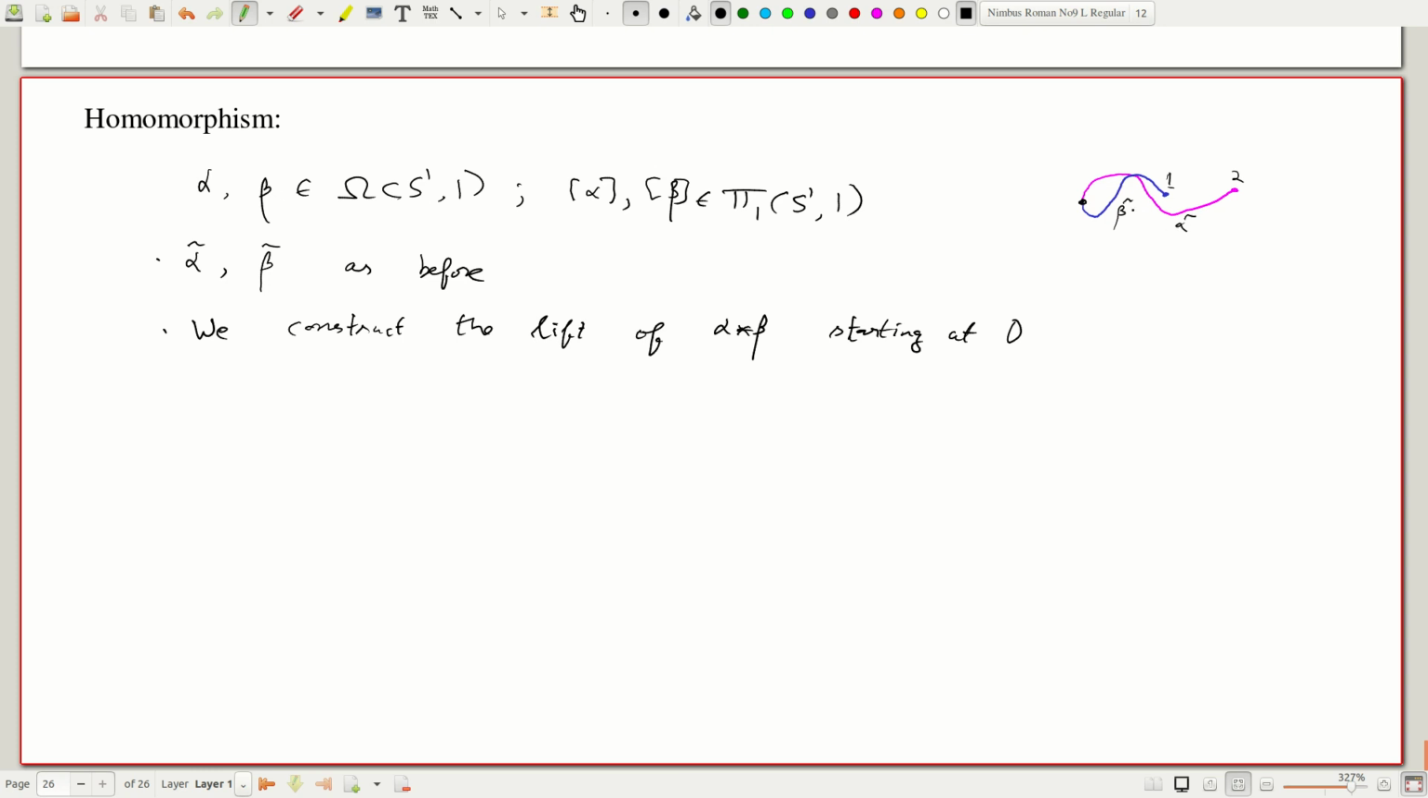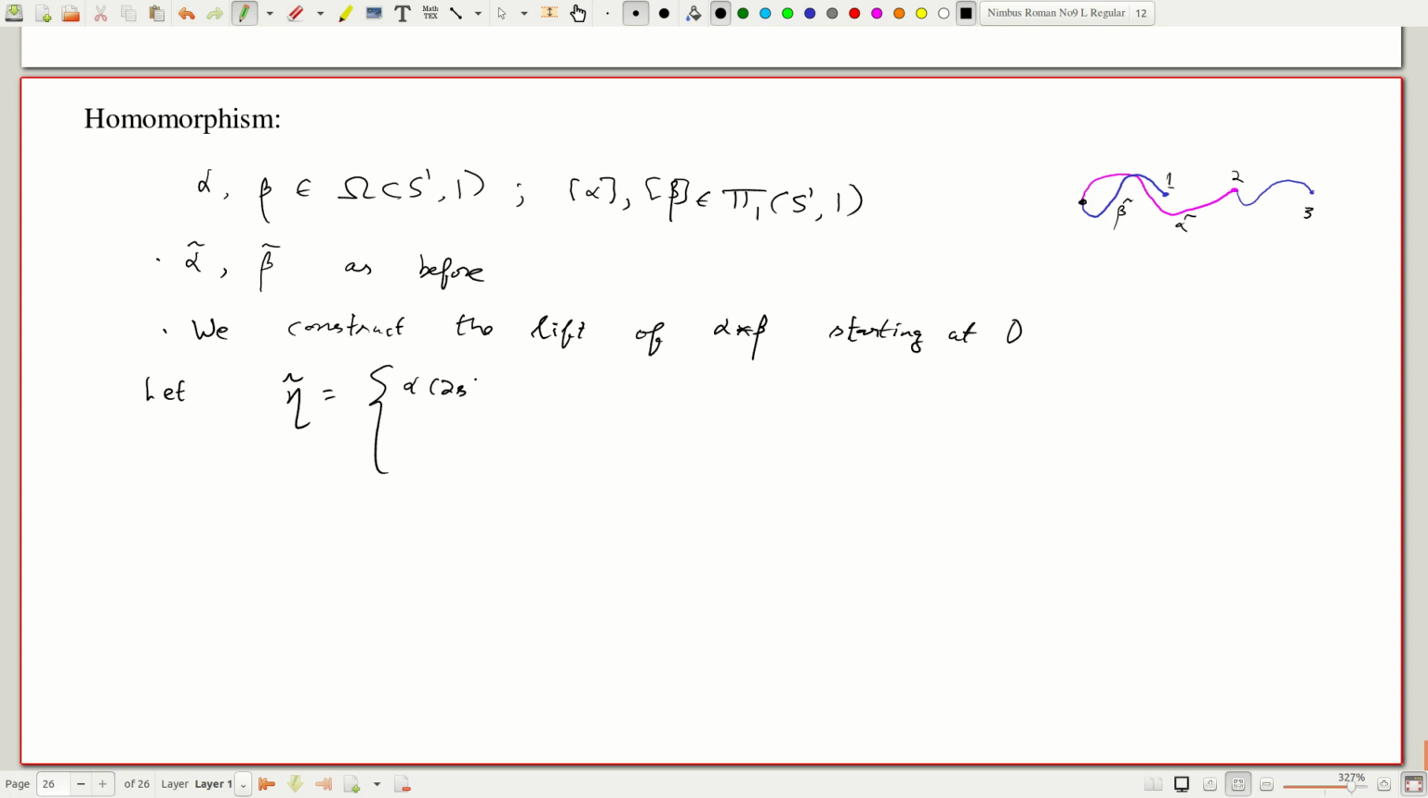Now how will I construct a lift? It's not by taking alpha tilde followed by beta tilde, but instead we will translate this one. I'll take beta tilde and shift it to start here and end here. It's easy to see that this will indeed end at 3, which is the sum. So let's define a function, I'll call it eta tilde, because alpha star beta tilde has already been defined. We'll claim that it's equal to that.